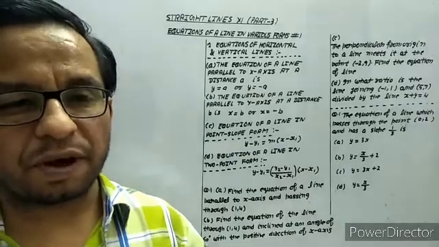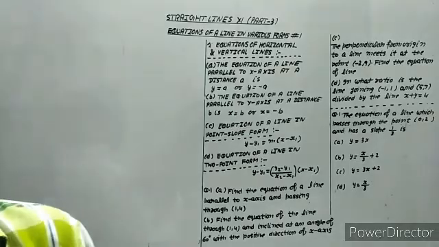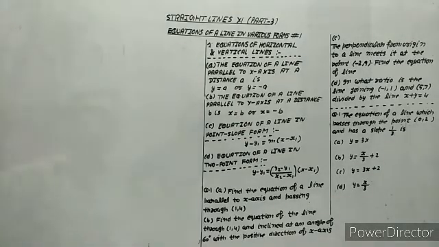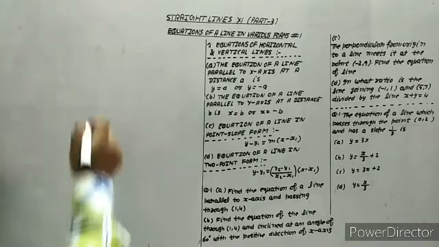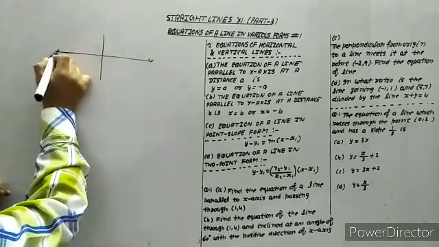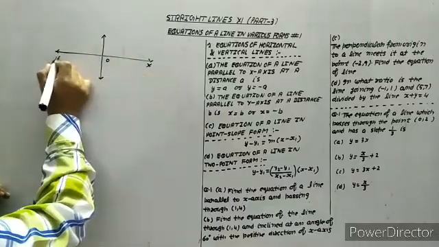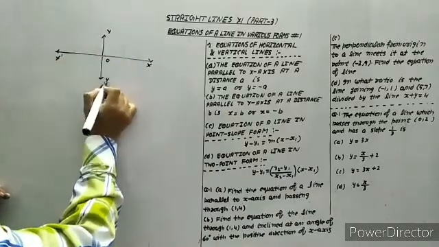In this part 3 of straight lines, I will let you know about the equation of a line in various forms. So let's start with the equations of horizontal and vertical lines. To understand this concept, let us suppose we have this Cartesian plane in which this is the origin, this is the x or x' axis, and this is the y or y' axis.